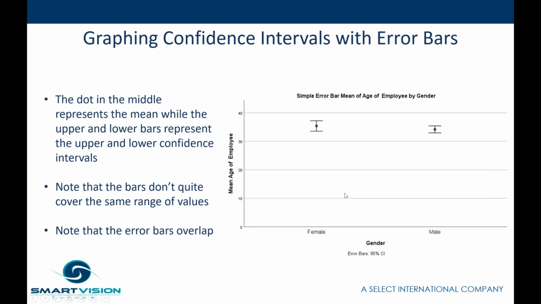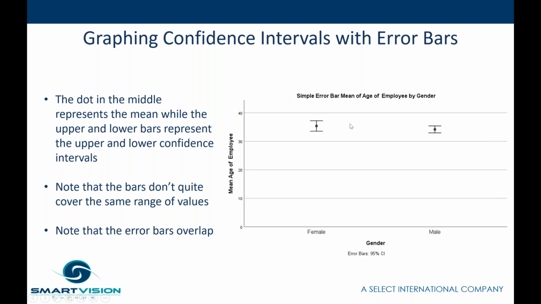Okay, so graphing confidence intervals: error bars. Error bars are just a way to graph it. The dot in the middle here shows the mean from a sample, but the upper and lower bars represent the upper and lower confidence intervals. Here we have females and males. Note that the bars don't quite cover the same range of values, and note that the bars overlap. So this is the mean age of employees by gender. And this is a bit like a significance test.